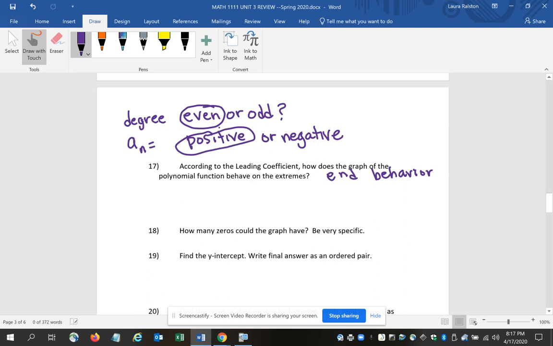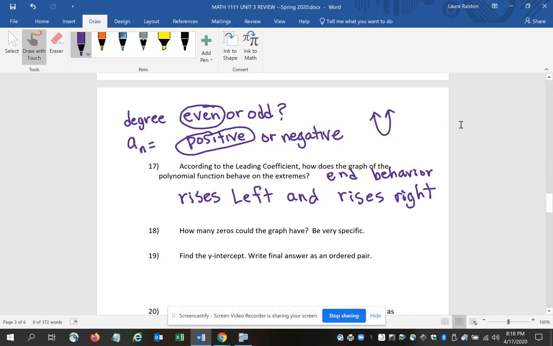So even and positive is going to look similar to a good old basic quadratic that is turned upward. And so my end behavior would be that it rises left and rises right. And again, I use that phrase, that it rises left and rises right, rather than the crazy 'as x goes to negative infinity, y goes to positive infinity.' So you'll see the words in the multiple choice part of the test on that question.